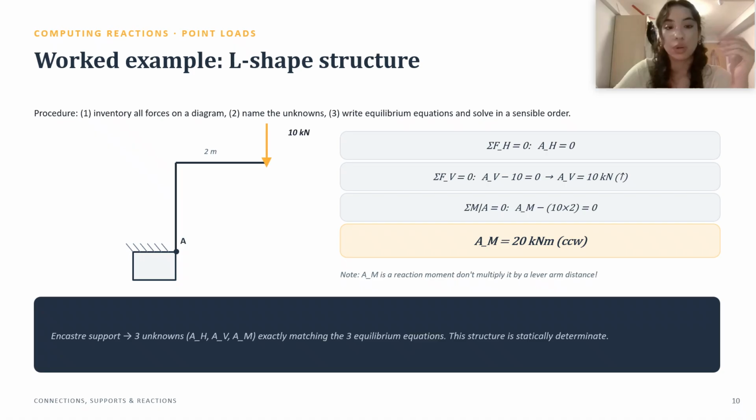Now, here we can do a worked example. Okay, so we have here kind of like a body that is supported by an encastre. So it's not a roller pin and it's not a fixed pin. Okay, now first of all, we should write down the equilibrium equations.